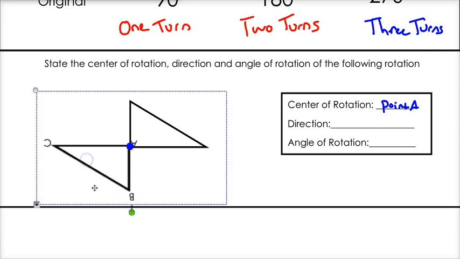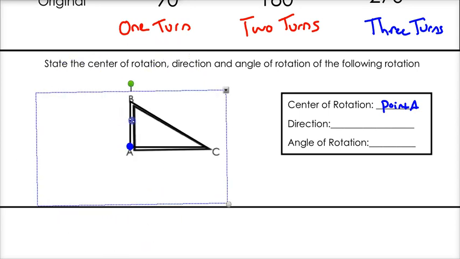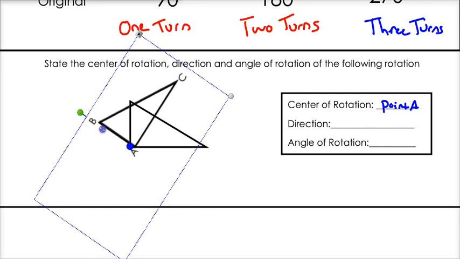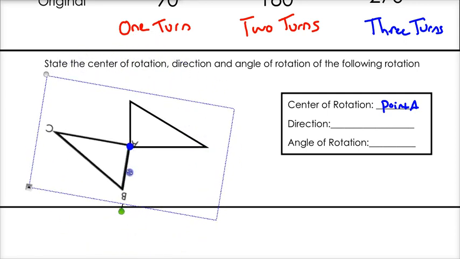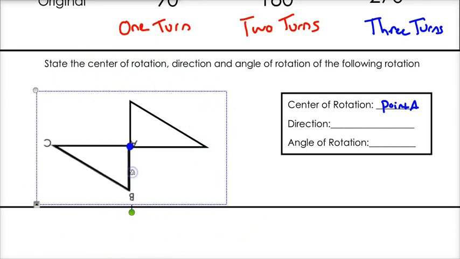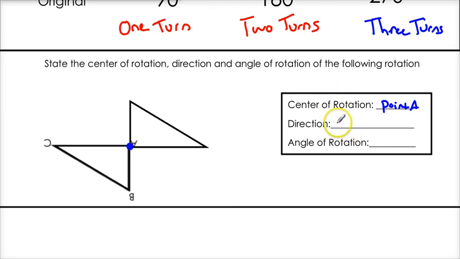Now the direction I went in, I'll do it again. We started here, and if you see, I'm going to the left. If you look on your paper, a leftward turn would be a counterclockwise rotation. So that is counterclockwise. Now, instead of writing that out every single time, I'm going to be using CCW from this point forward. So counterclockwise, I'm also just going to say CCW.